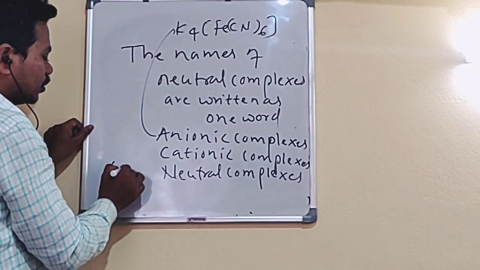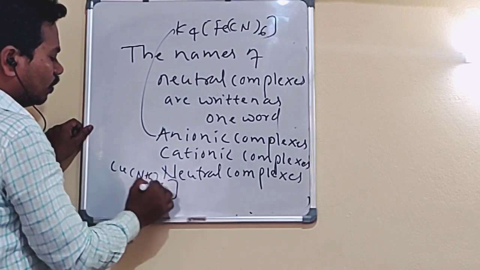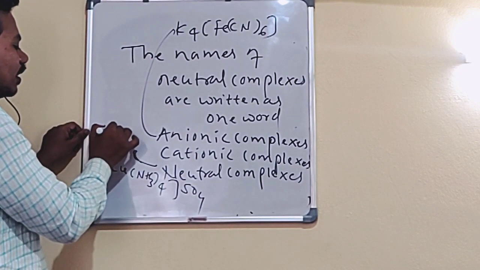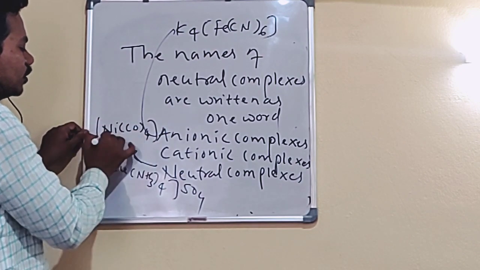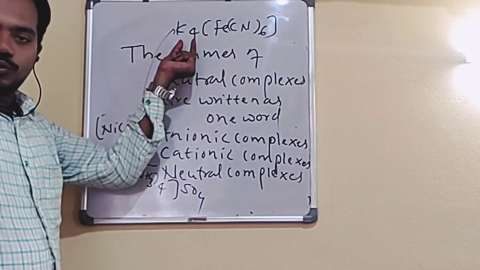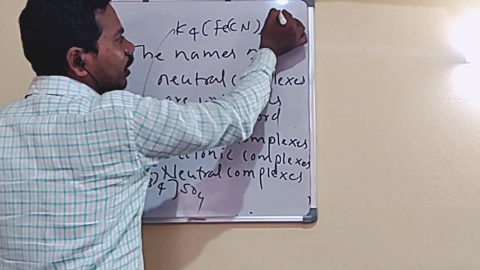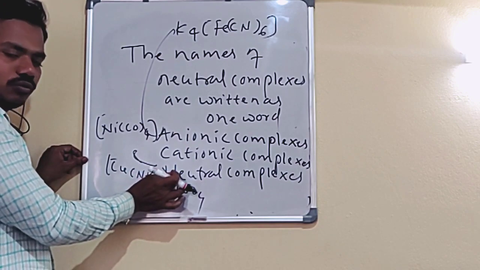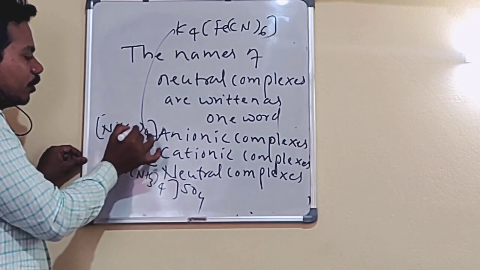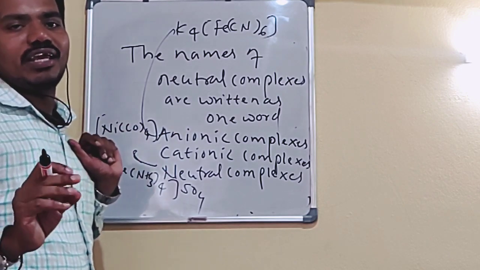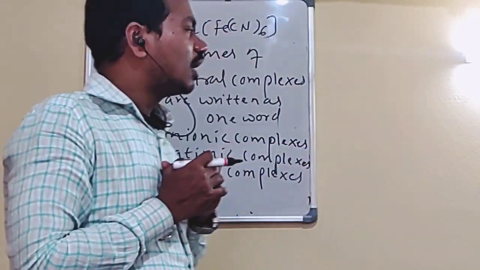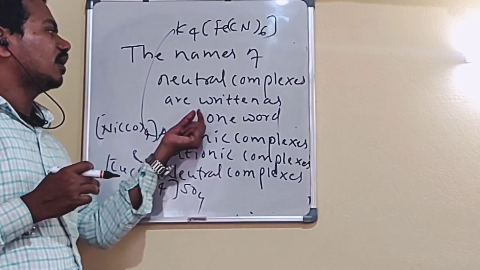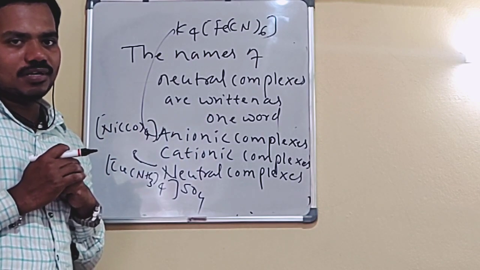And here cationic, [Cu(NH3)4]SO4, right? And here neutral, Ni(CO)4. This is a neutral complex. Anionic complexes carry negative charges and cationic complexes have positive charges, right? Complex ions with a positive charge are cations, and for neutral complexes the coordination sphere does not contain any charge. And the names of neutral complexes are written as one word, right?